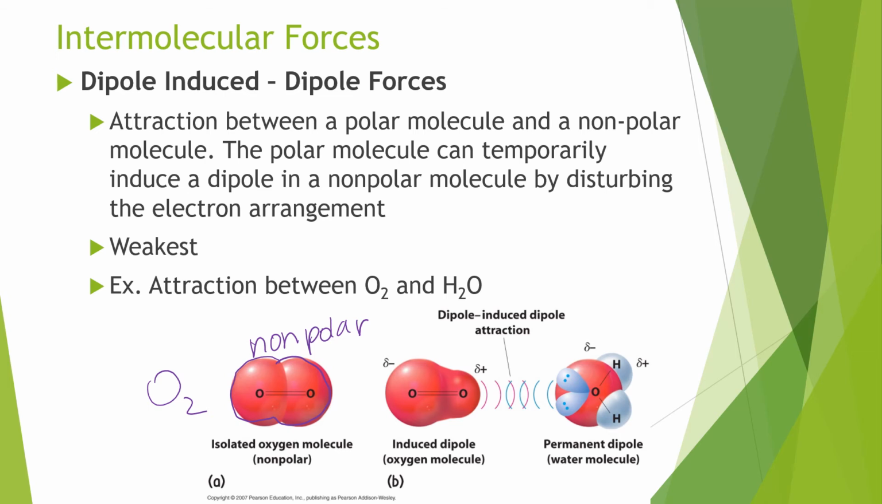But let's say we put it with a water molecule, which is absolutely polar. What can happen is this water molecule can temporarily distort the oxygen, giving it a temporary slight charge and a slight dipole moment, and that's going to create the interaction shown in the picture. That's our weakest type of dipole force because it's only an induced temporary dipole.